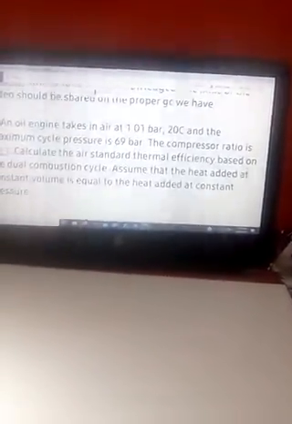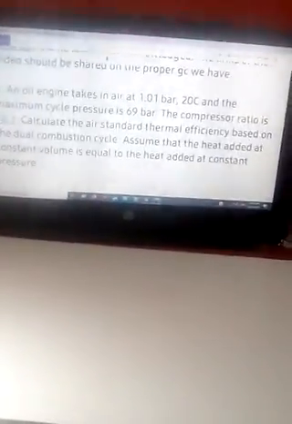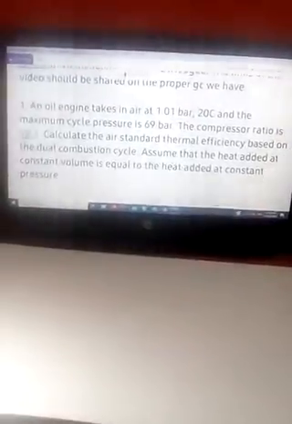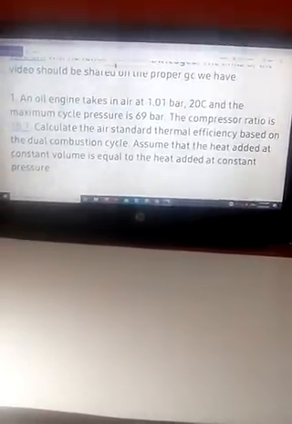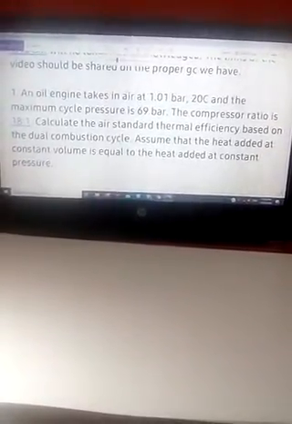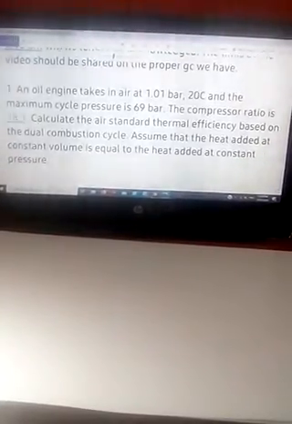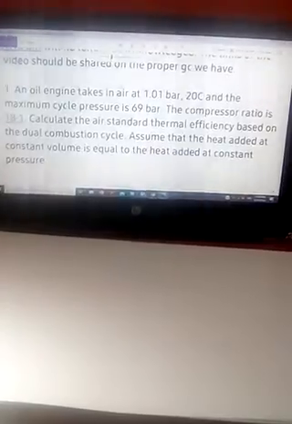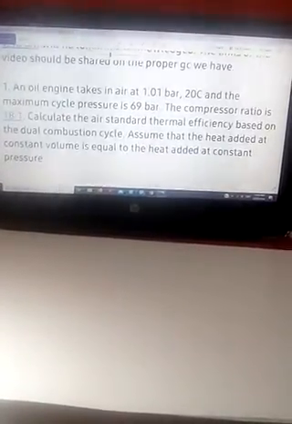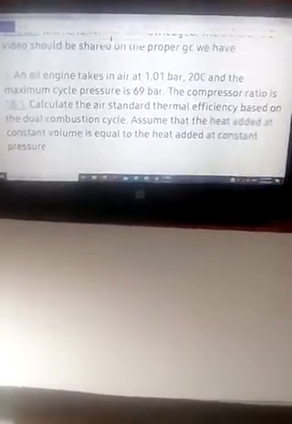So, an oil engine takes in air at 1.01 bar, 20 degrees Celsius, and the maximum cycle pressure is 69 bar. The compression ratio is 18:1. Calculate the air standard thermal efficiency based on the dual combustion cycle, and assume that the heat added at a constant volume is equal to the heat added at a constant pressure.